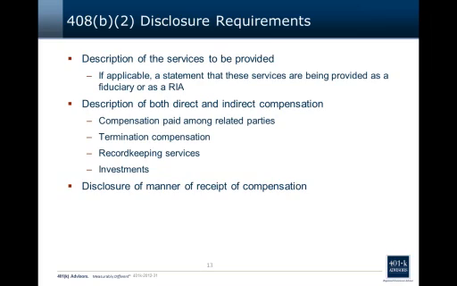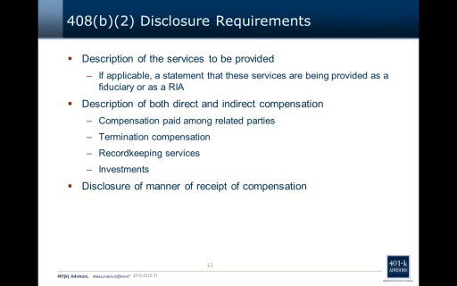What should be included in the documentation is a description of the services, a description of the compensation, any termination compensation, description of the manner and receipt of compensation. So think of it as a buyer of services, a consumer of services from a provider. What you need to know is, what are you doing for me? How are you going to do it? How are you going to get paid? And what's that going to amount to?